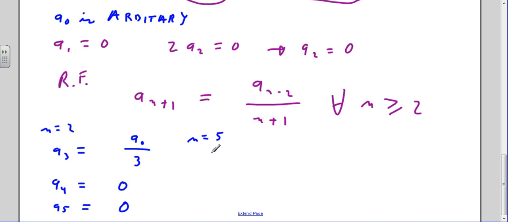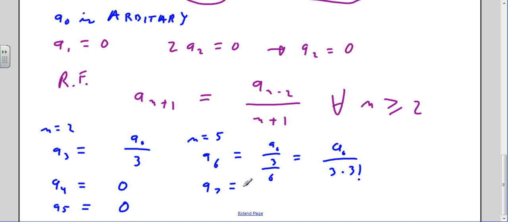When n is equal to 5, I have A6. A6 is going to be A3, which is A0 over 3, divided by 6. I'm going to write that as A0 divided by 3 times 3 factorial. Okay, I then look at A7, and I find that to be 0. I look at A8, I find that to be 0.